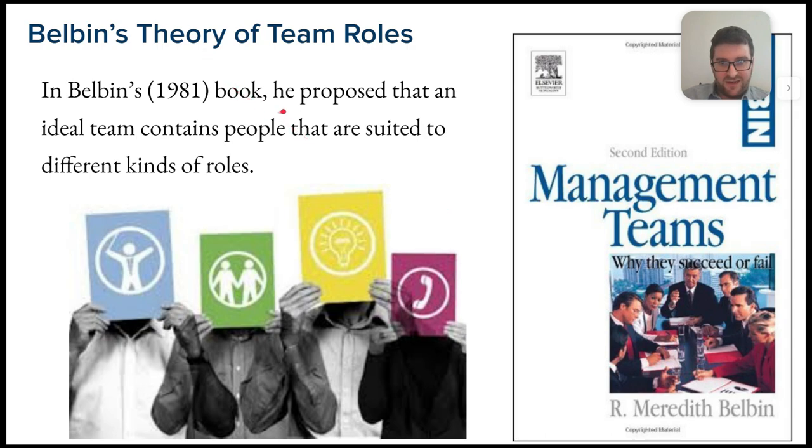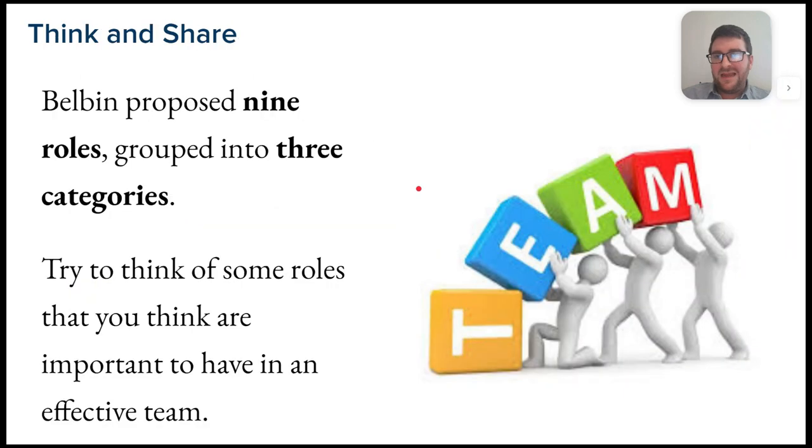I'm going to correct myself again. I believe it's a she and the slides are wrong. But it's not important. So Belbin proposed 9 roles and grouped them into 3 different categories. If you wish, you can pause the video, think of some roles that you think are important, that every working team should have.